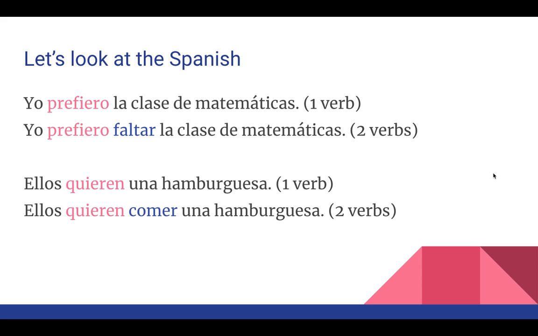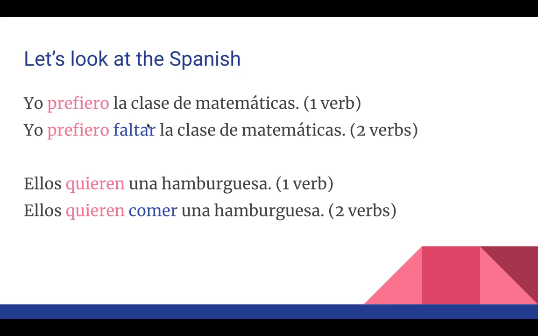These aren't the exact same sentences. I use different ones. So the first one says, Yo prefiero la clase de matemáticas. I prefer math class, meaning you want to go to it. You prefer it over other ones. That has one verb. The second one changes the sentence completely by saying, Prefiero faltar la clase de matemáticas, which means I prefer to miss math class. Maybe you don't like it. If you had to skip a class, that's the one you'd be. Notice that we have a conjugated verb in each one, but the second one has an infinitive verb after it.